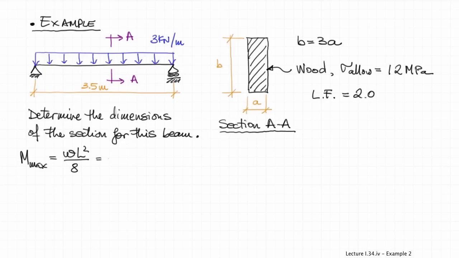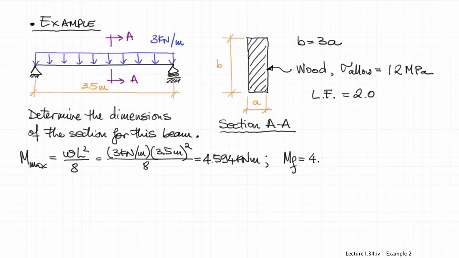So now we can quickly calculate the maximum moment, knowing that this will be equal to WL squared over 8. And this will equal 4.594 kilonewton meters. That is the specified moment.